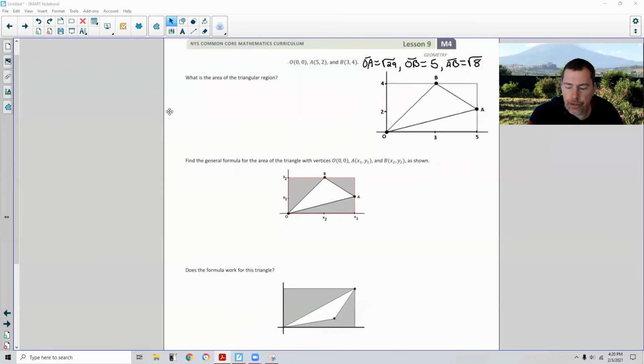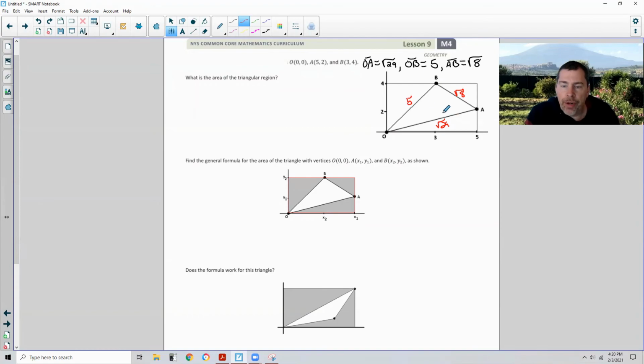Okay, page 2 brings us to what is the area of the triangular region. So I brought in a diagram, zoomed in on the coordinate plane where this is located. So O is at the origin, A is at the point over 5 up 2, and B is at the point right 3 up 4, as this states right here. And we found OA to be the square root of 29. So I'm going to label this diagram. OA is the square root of 29. AB is the square root of 8, and OB was a length of 5.